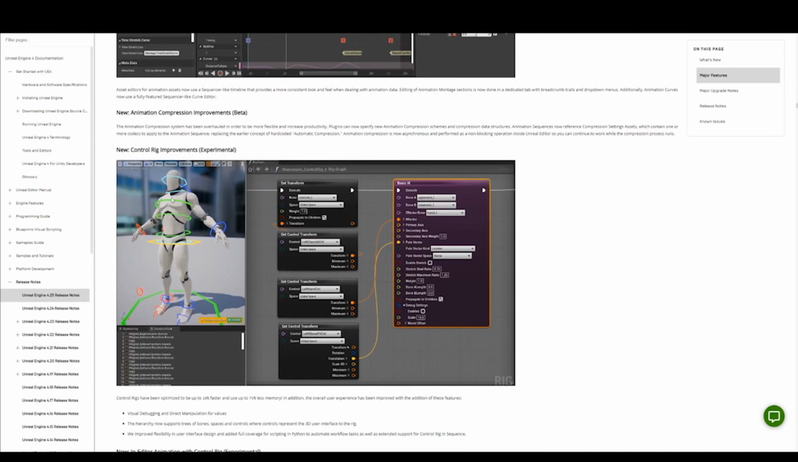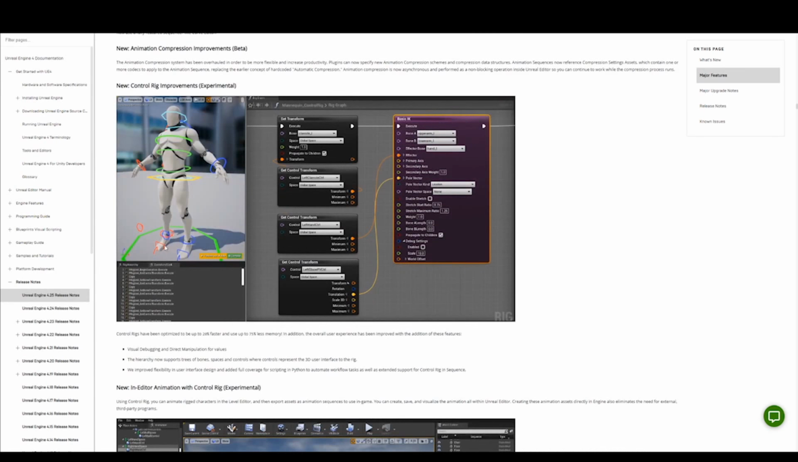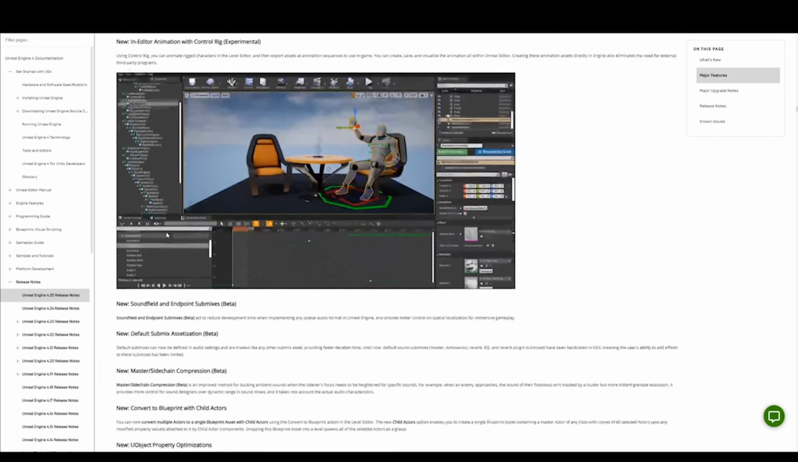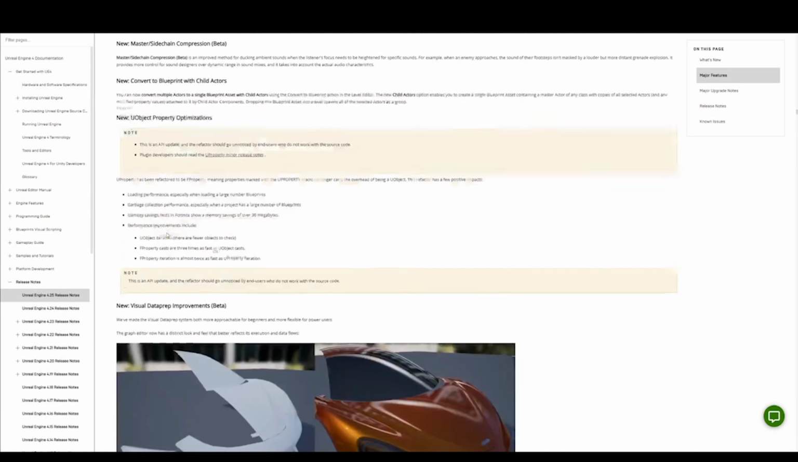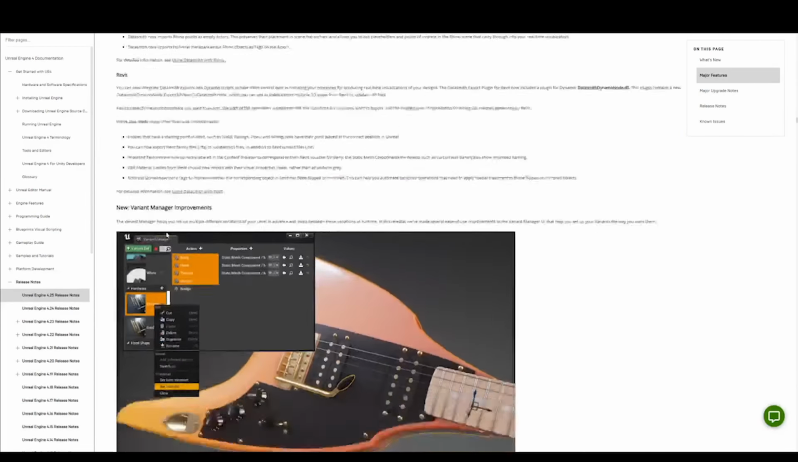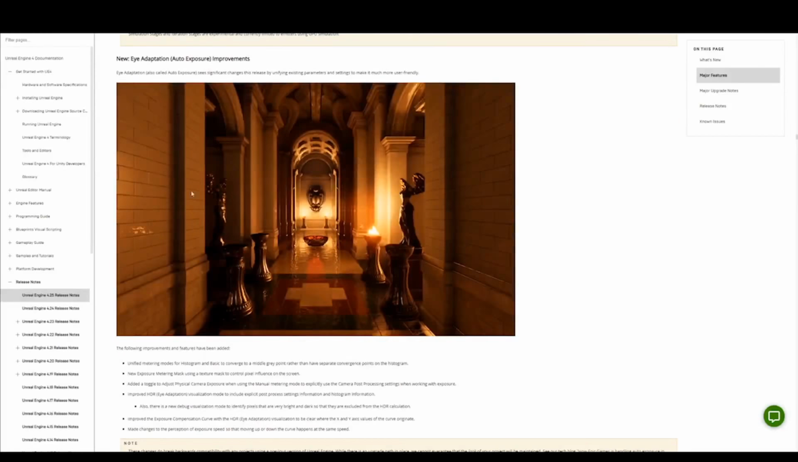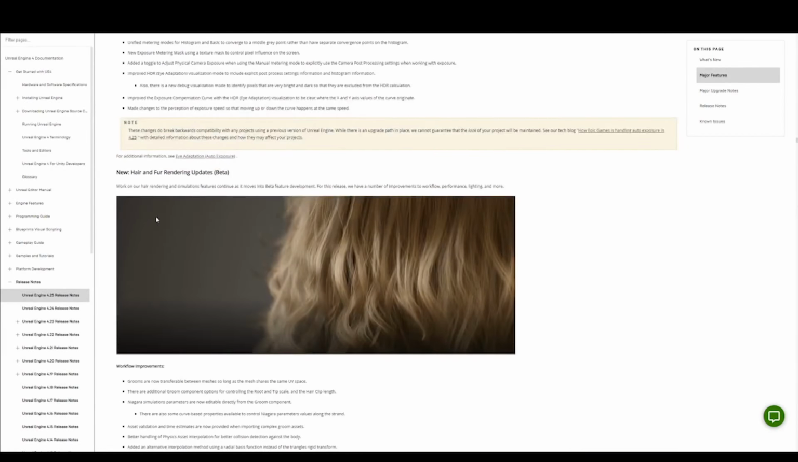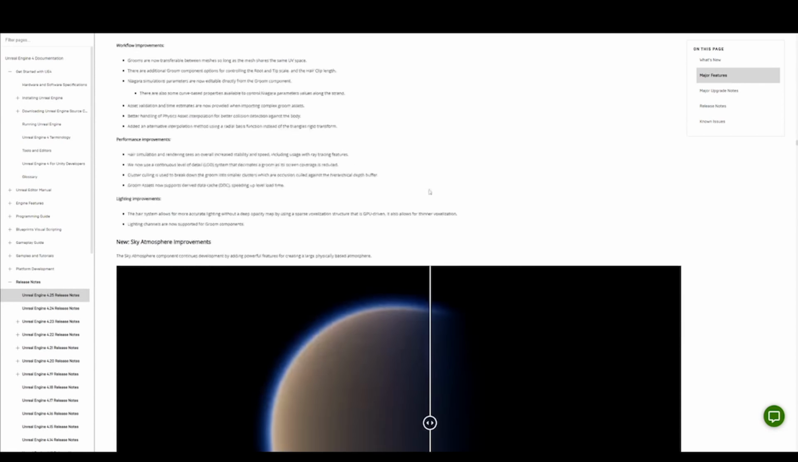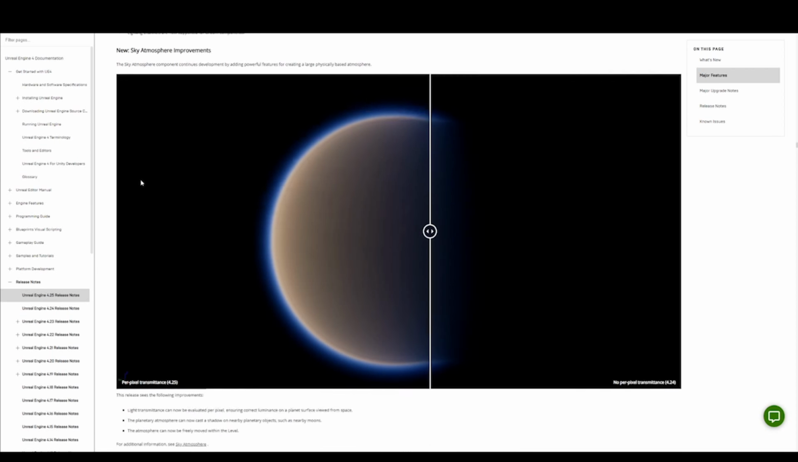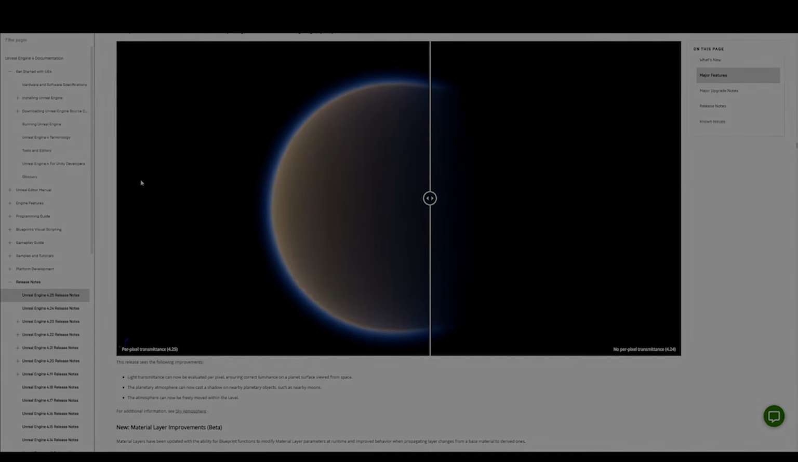Something I'm also excited about is the Control Rig improvements, which allow you to set up full rigs for our skeletal mesh systems and work with them inside of Sequencer to pose characters and actually do full animations. We've done things to improve our variant manager, live USD support, and things like improving our eye adaptation and hair and fur rendering, and I'm barely a quarter of the way through the release notes. Make sure that you go to the Epic Games launcher, download Unreal 4.25, and start working with these amazing new features. They're there waiting for you.